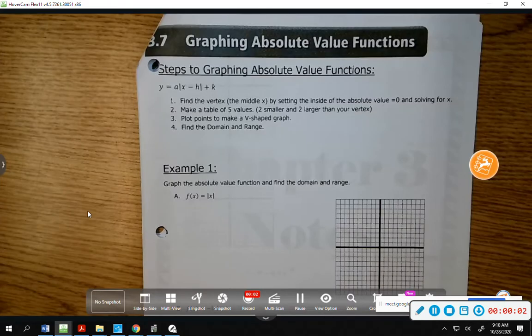Okay, so today we're going to graph absolute value functions. We have looked at absolute value equations and inequalities before, but we've never graphed them.